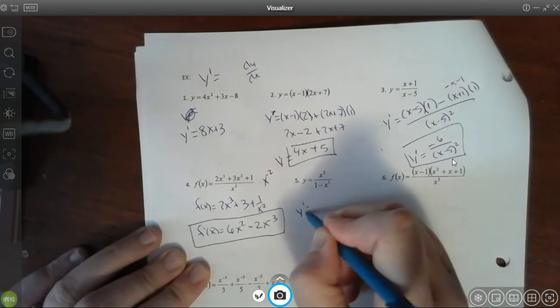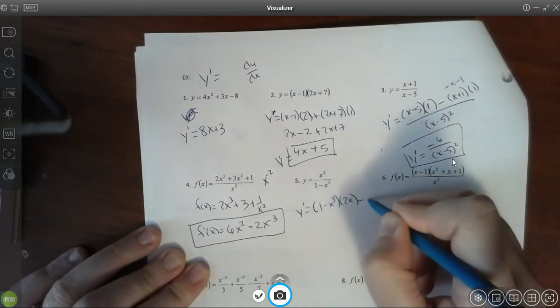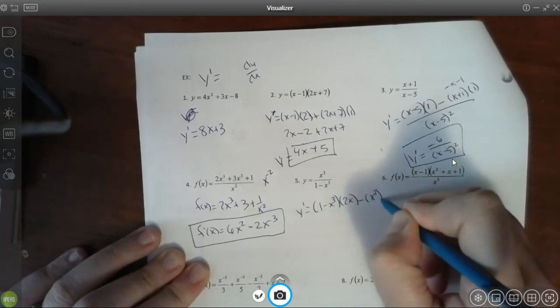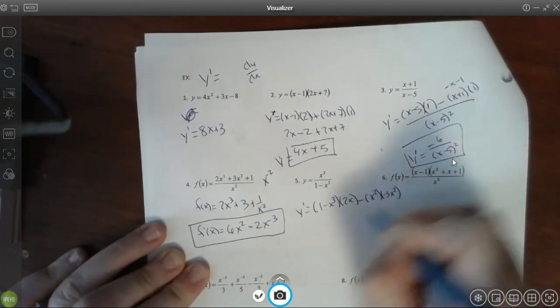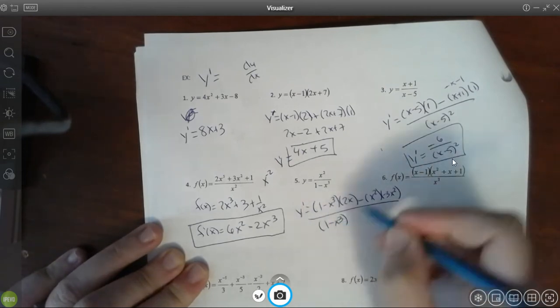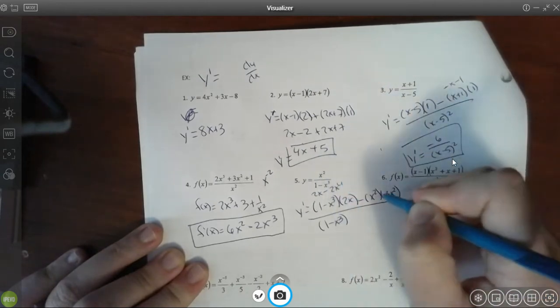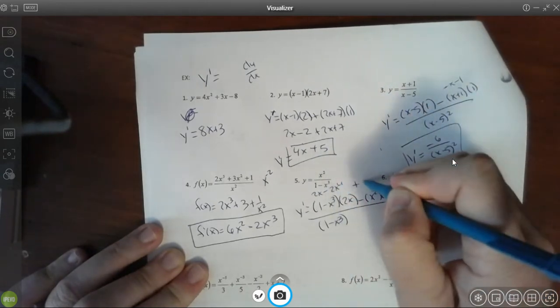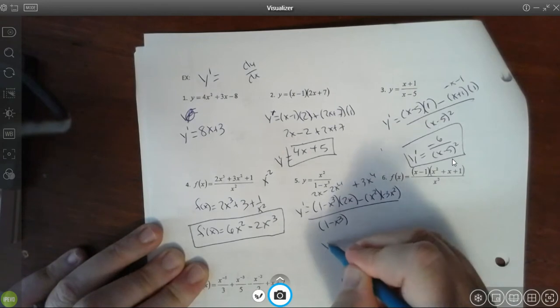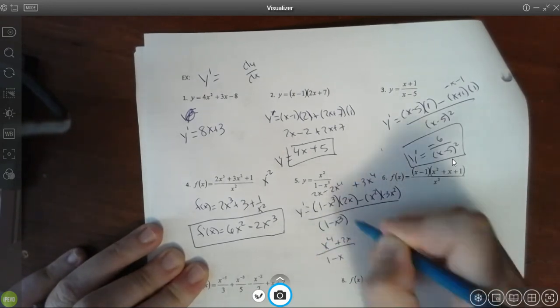For 5, you have to do a quotient rule too. So bottom times the derivative of the top minus top times the derivative of the bottom over the bottom squared. So let's see, that gives me 2x minus 2x to the 4th, and this becomes plus 3x to the 4th. So we get x to the 4th plus 2x. And oh, that's a square down here.